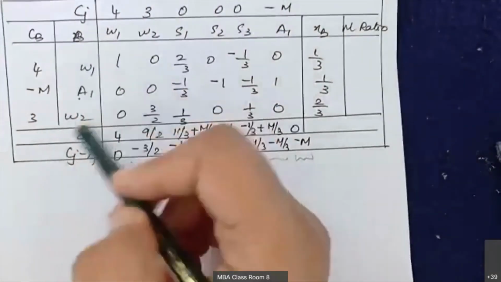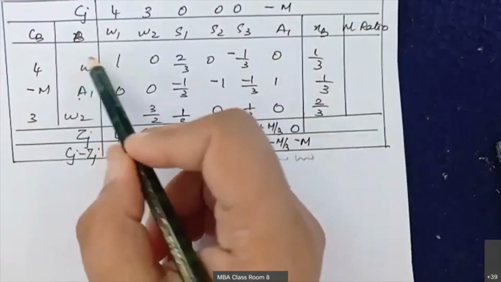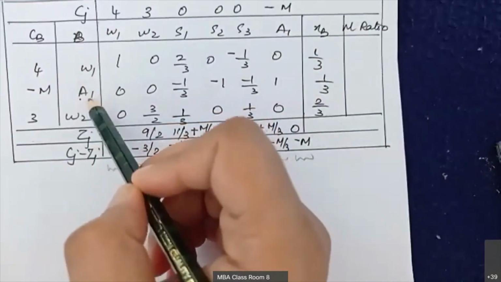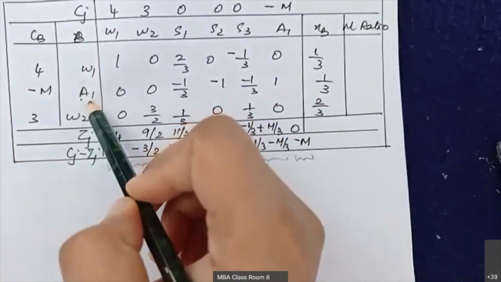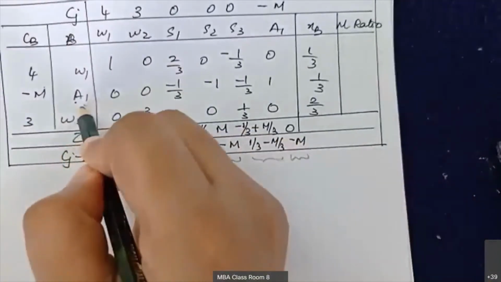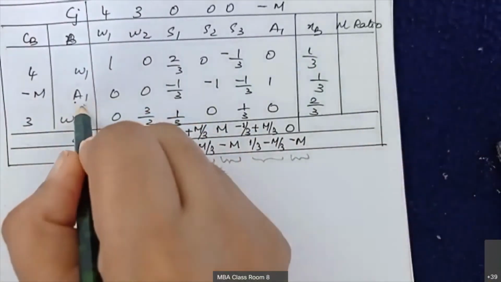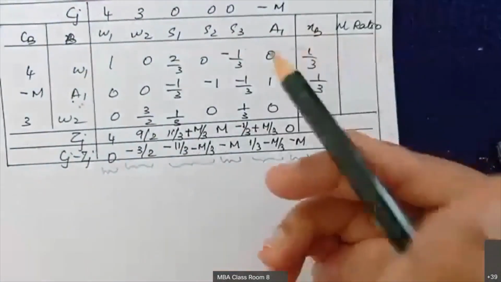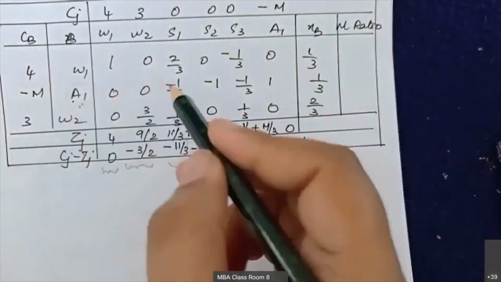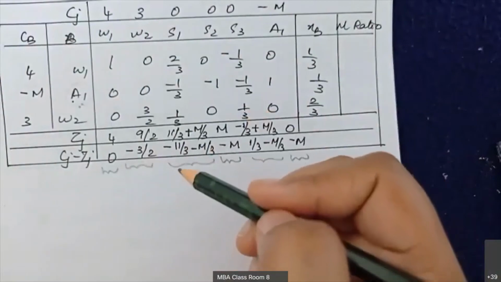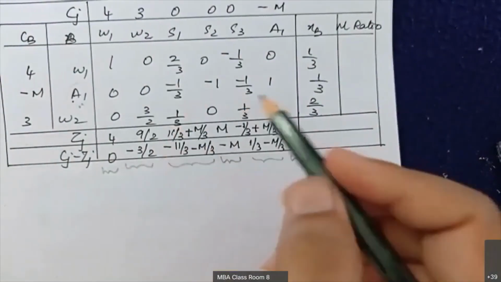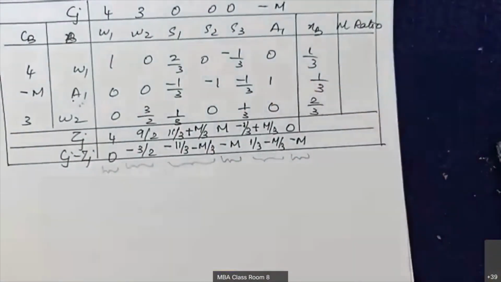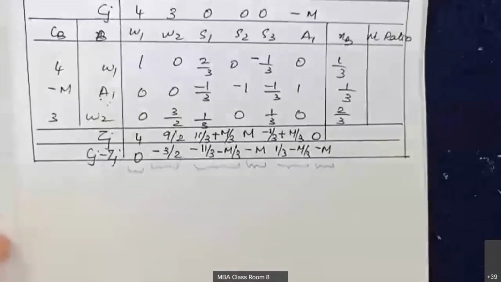So we have reached the optimality condition, but now go and check the basic solution. Here we have W1, here we have A1. There is an artificial variable in the basic column. So what does that mean? In the optimality condition, if there is an artificial variable, it means that this dual problem is infeasible. If the dual problem is infeasible, then what happens to the primal problem? It will be unbounded, according to the existence theorem. So then you have to write the answer.